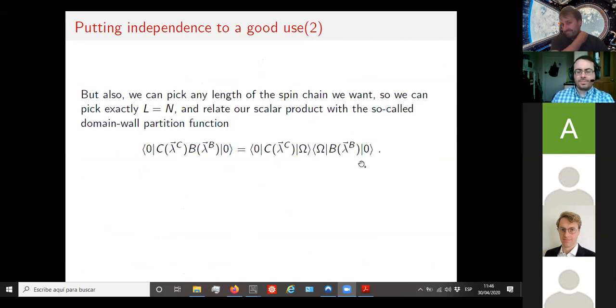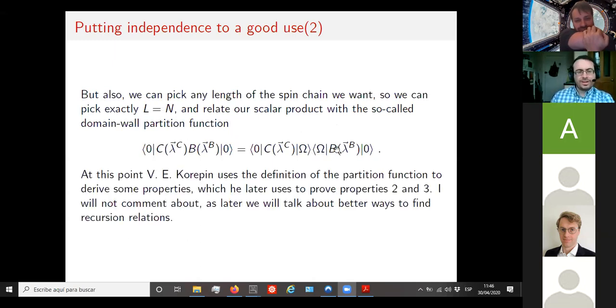Basically, it's the matrix element between the pseudo vacuum, which in this case is the tensor product of all the spins down, a string of B operators, and the state with all the spins up. At that time, this was more or less understood, and he was able to prove the properties 2 and 3 from properties of this domain wall partition function. But I'm not going through this path, because later I'm going to talk about a better way to compute this recurrence relation for scalar products.